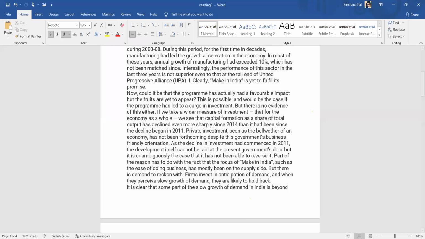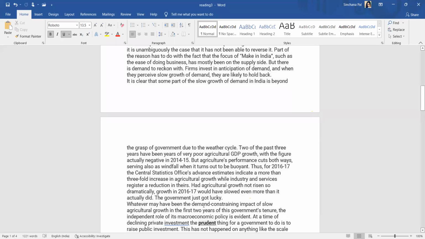So it is clear that some part of the slow growth of demand in India is beyond the grasp of government, which the government is unable to control due to the weather cycle. Two of the past 3 years have been years of very poor agricultural GDP growth, with the figure actually negative in 2014-15.